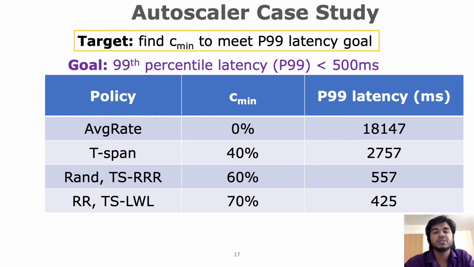Here, we present the results from our case study. The poor performance of average rate scaling comes from not being able to capture the short-term bursts due to poor choice of time interval. T-span does badly because it stretches out the bursts in the trace over a longer period of time, leading the autoscaler to believe that it has more time to react to load changes than it actually has when faced with real-world traffic. Random sampling and TSRR also do not manage to meet the goal. Only RR and TSLWL manage to find the correct over-provisioning factor to meet the latency goal.